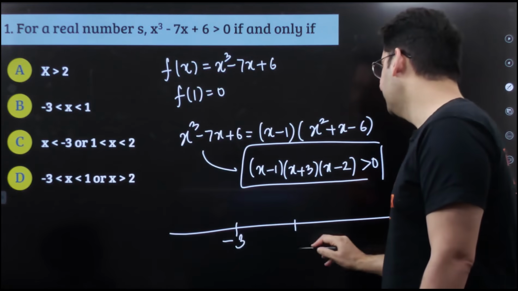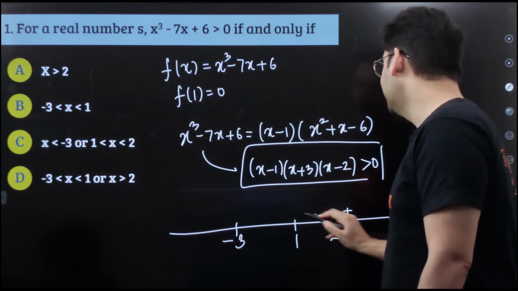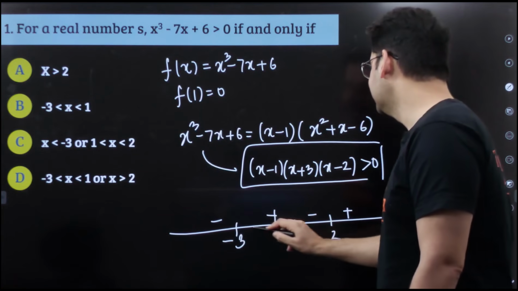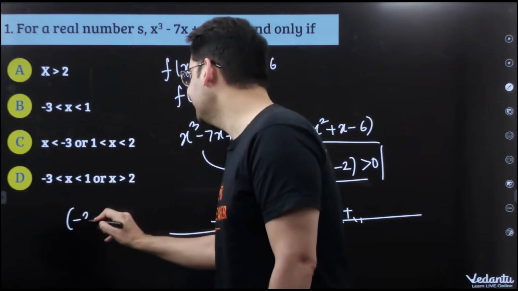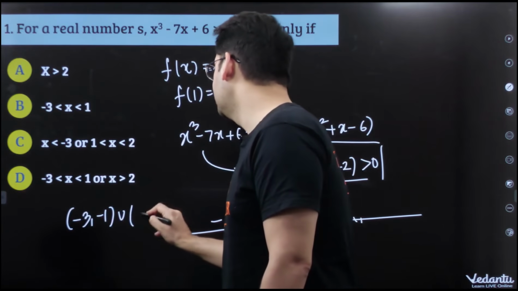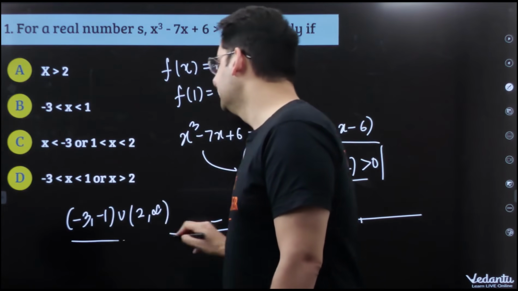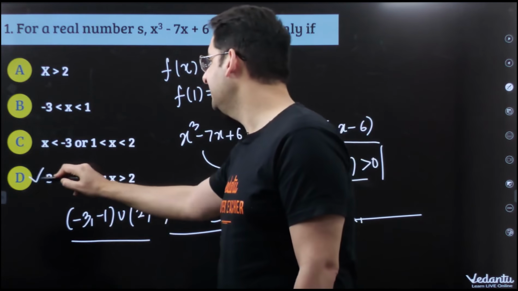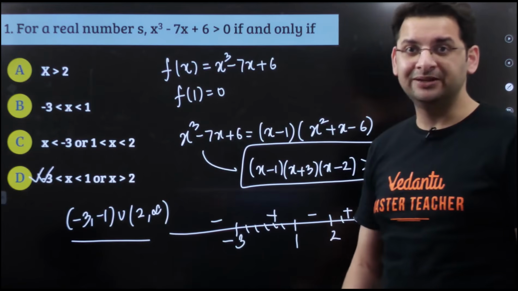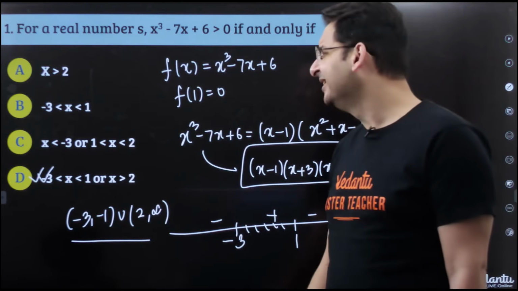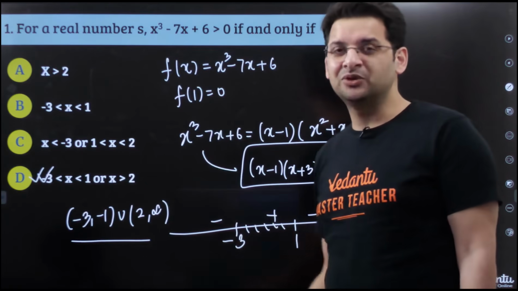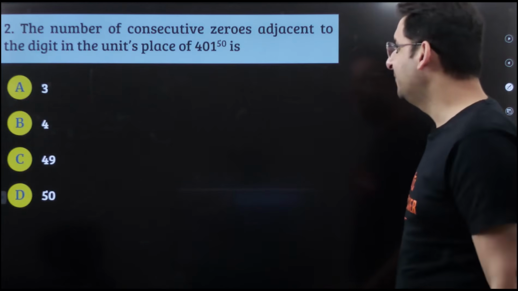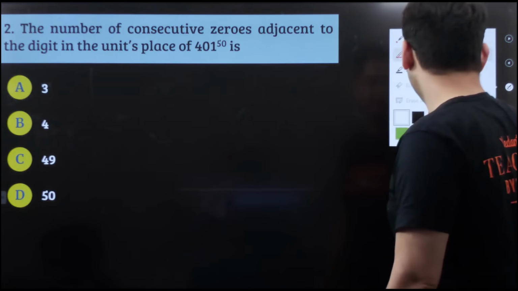So minus 3, 1, 2: plus, minus, plus, minus, so positive. The complete solution is going to be minus 3 to 1, union 2 to infinity, which would mean this is option D. So option D was the right answer to this question. I hope this is clear. And I'm very sure the students attempting this would have done this correctly, because this was a very simple question to begin with.